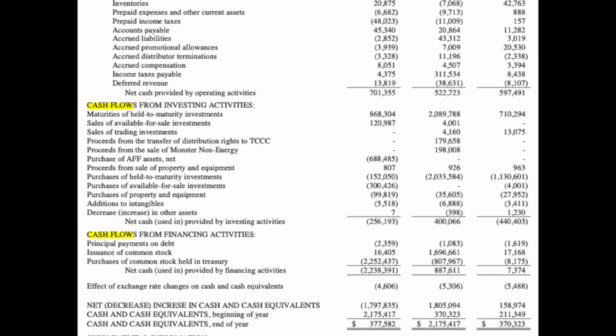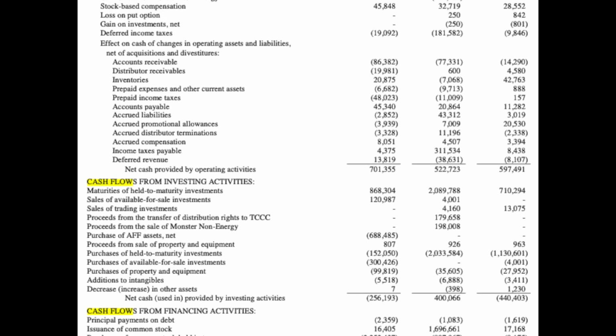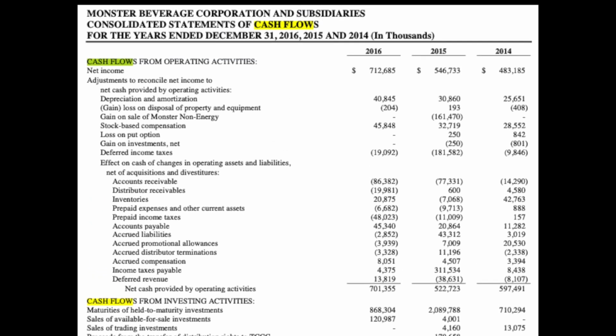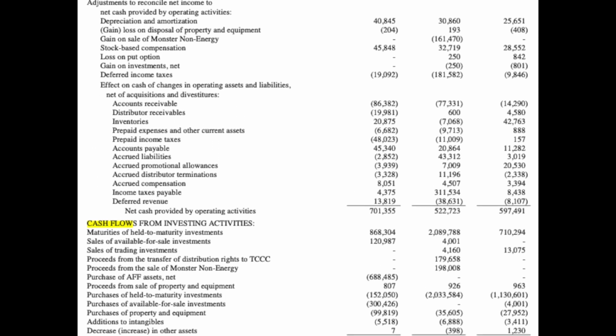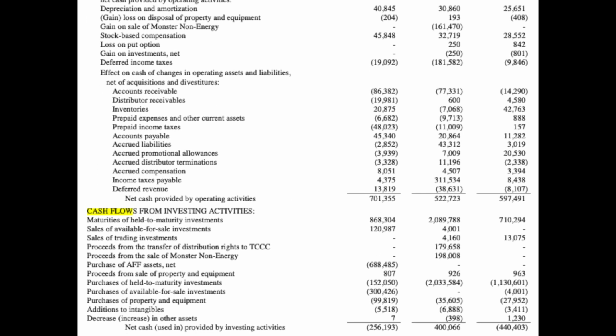And for next year, why did the cash decrease? Well, you go back to the top of the document, 2016, and you will not see anything strange in the cash flows from operating activities. You have to scroll down and you see the line purchase of AFF assets for 688,000, which is $700 million. So that's a cash outflow.